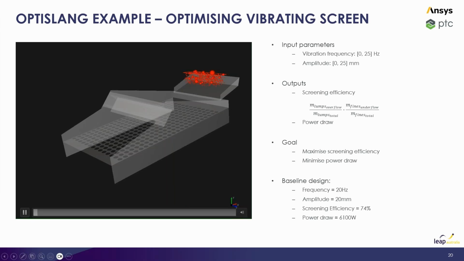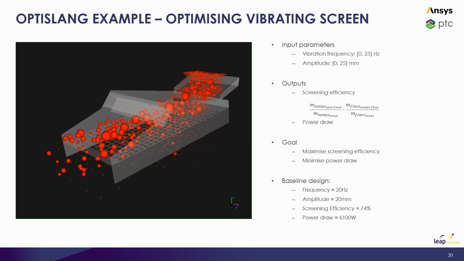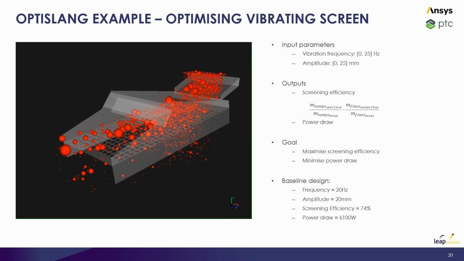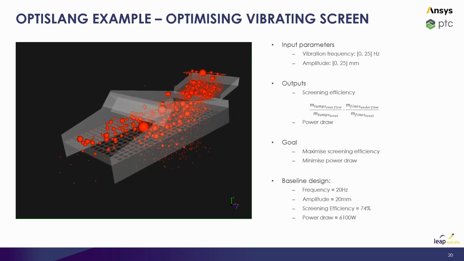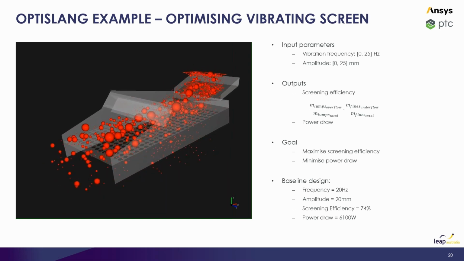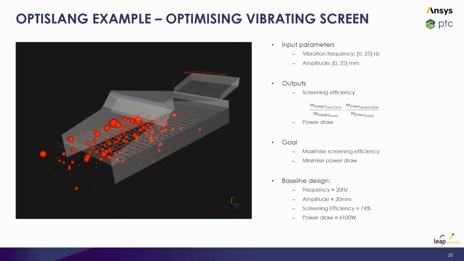So similarly, rather than performing a sensitivity study, we can just go right ahead and set up an optimization problem, which is what I've done for this vibrating screen. Now here I've got two parameters that I'm interested in optimizing, the oscillation frequency and the amplitude. And I'm interested, of course, in the screening efficiency. Obviously, we want to maximize this value. And of course, I'm also interested in the system power draw, which we want to minimize.